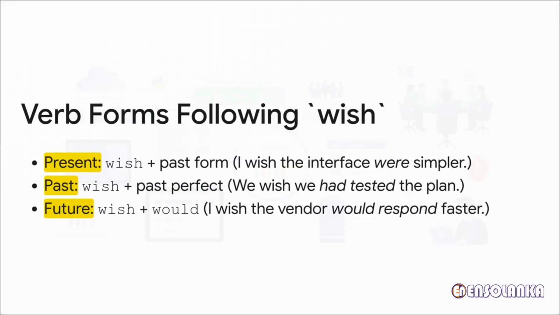Simple as that. The word wish is another fantastic tool for talking about what you need, and there's a clear pattern. For something happening right now, you use the past tense. I wish the interface were simpler. For something in the past, you use the past perfect. We wish we had tested the plan. And to ask for a change in the future, especially from someone else, you use would. I wish the vendor would respond faster.